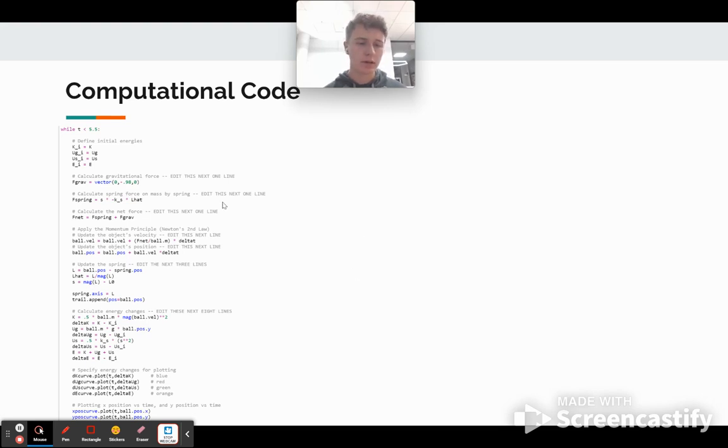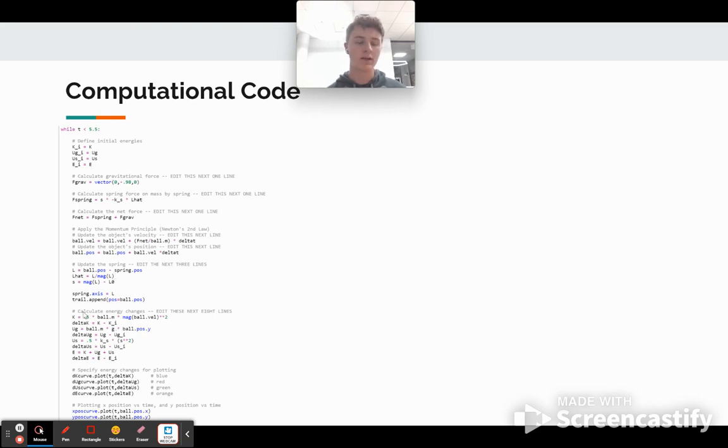Computational code is pretty simple here. We go through the force of gravity, which is 9.8 times the mass. And then we've got the force of the spring, the forces added together. We've got our position and velocity update formulas here. We've got our things to find L that I walked through a little bit on the last slide.